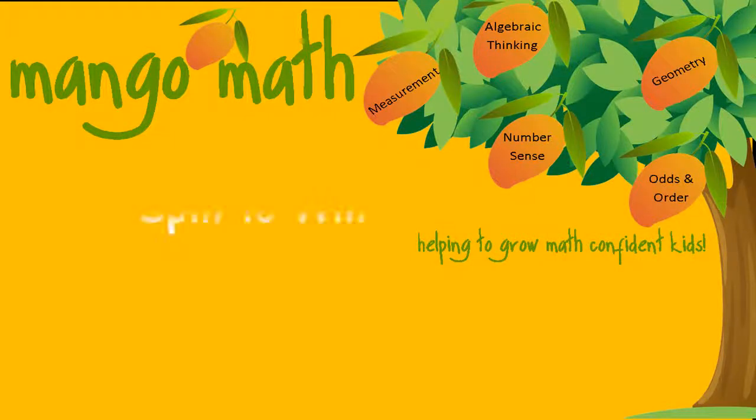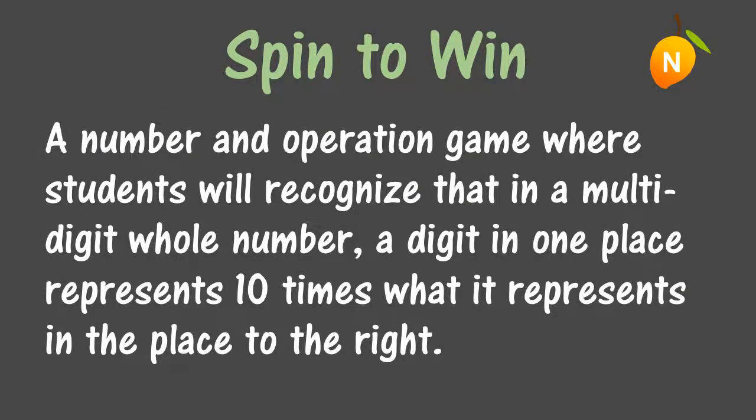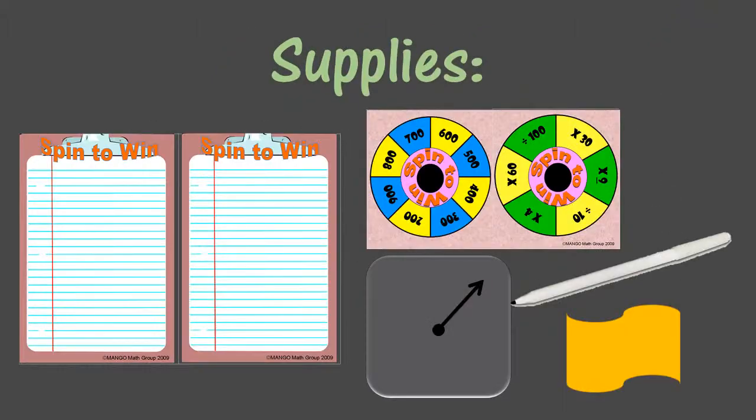Mango Math presents Spin to Win, a fourth grade game. Spin to Win is a fourth grade game that falls under the math strand of number sense, and it's a number and operation game where students will recognize that in a multi-digit whole number, a digit in one's place represents 10 times what it represents in the place to the right.